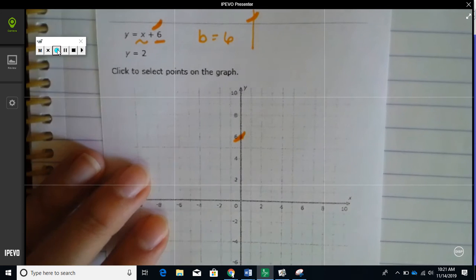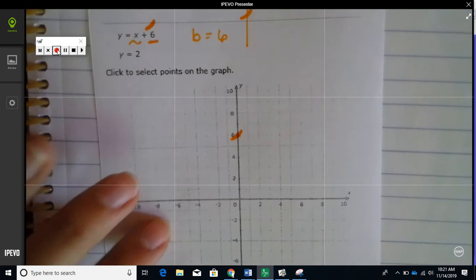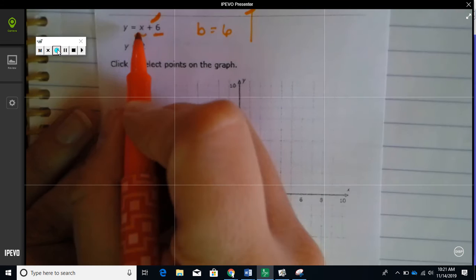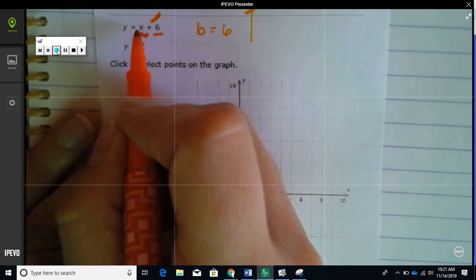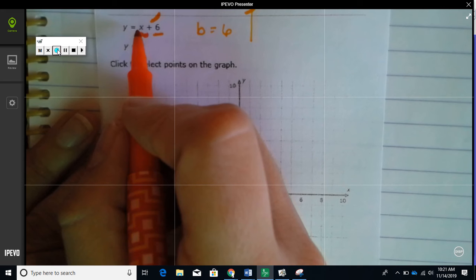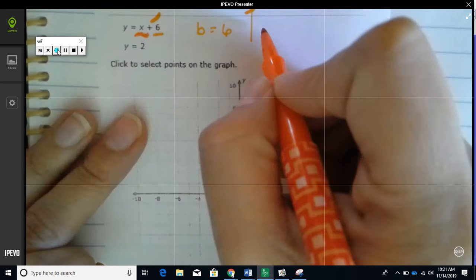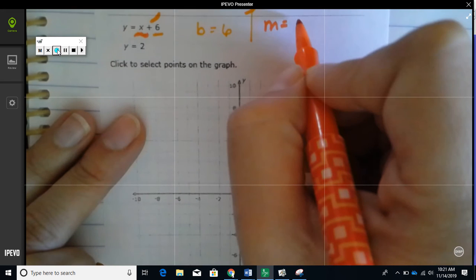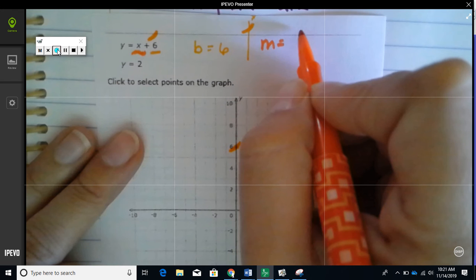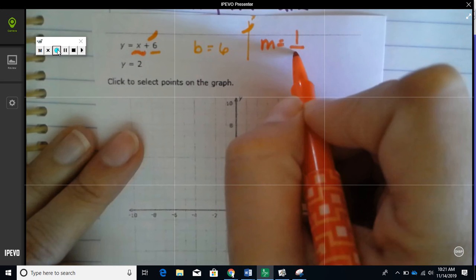Alright, so what you're going to do next is the slope. The slope is the one with the squiggly. So right here is the squiggly, right? I see an X. Now I don't see a number in front of the X. How many X's do you have? 1. If it was 3, it would say 3x. It's 1. So because we write that as a fraction, as a rate, it's 1 over 1.